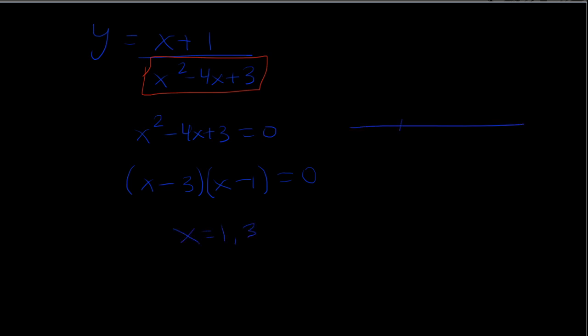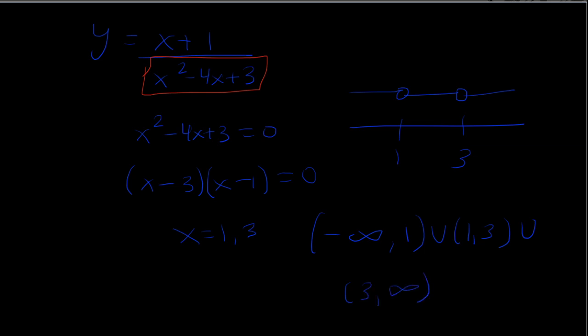If we look at a number line, we want to include everything except 1 and 3, because if we include 1 and 3, we're going to be dividing by 0. So we want to go from negative infinity to 1, from 1 to 3, and 3 to infinity. That's the interval in which y is continuous.